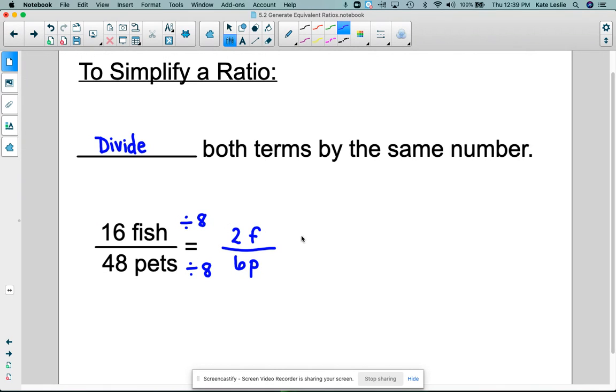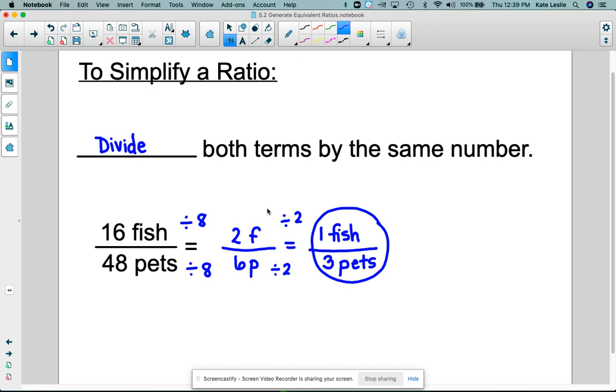Now, something else you might also notice is you can simplify this ratio even further. I know that 2 goes into both 2 and 6, so if I divide both by 2, then in the end, we're actually comparing 1 fish to every 3 pets. So something that I would like to stress is that this ratio is equivalent to this ratio, which is also equivalent to this ratio. So these are all equivalent to one another. Even though they have different values, since they are simplified from one another, they are still considered equivalent or equal.